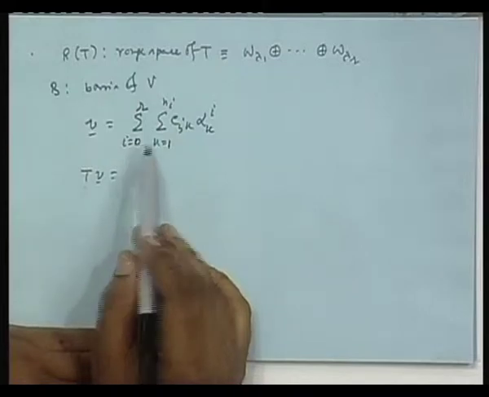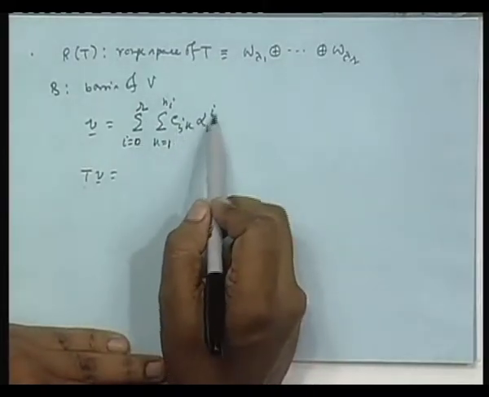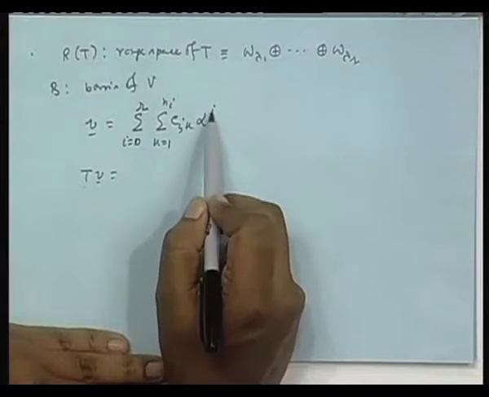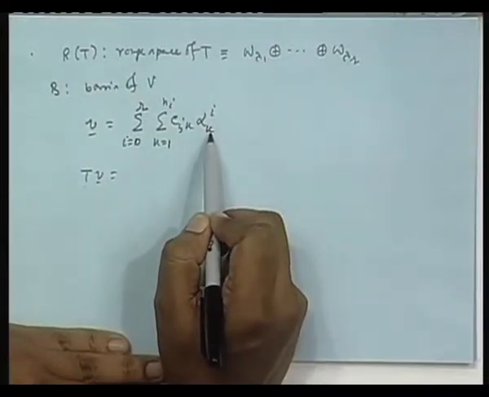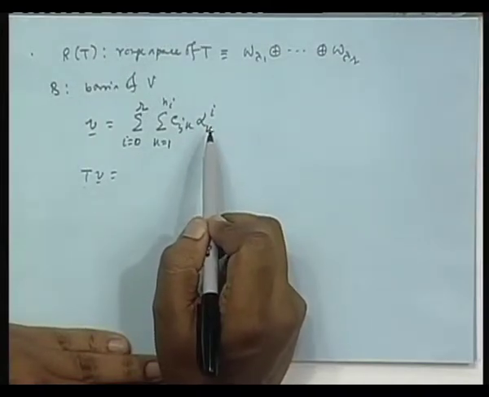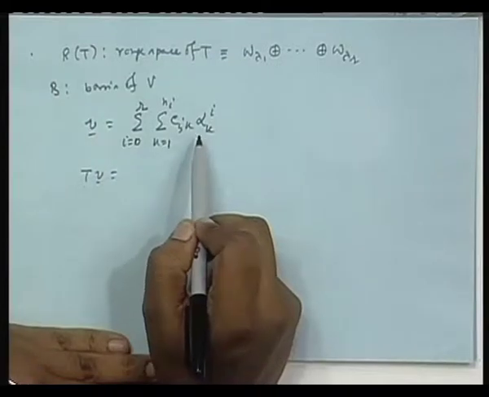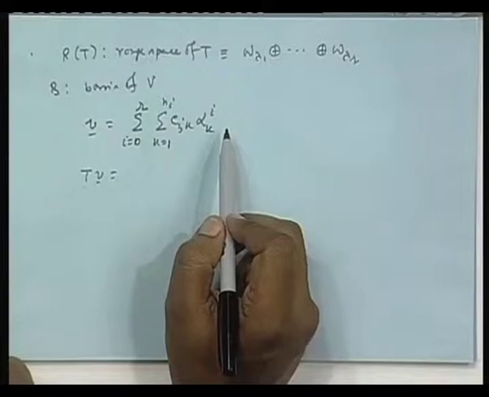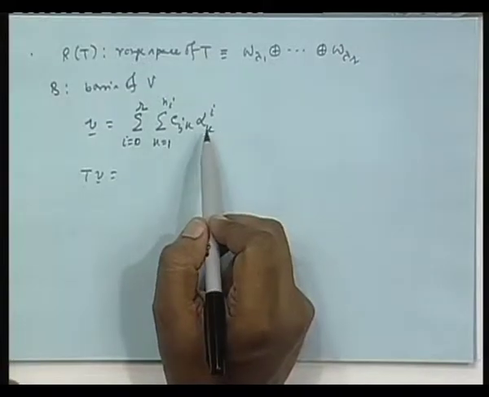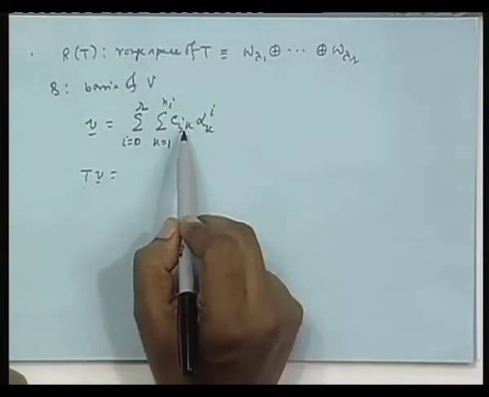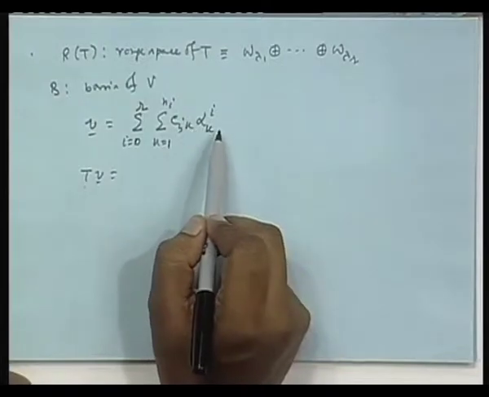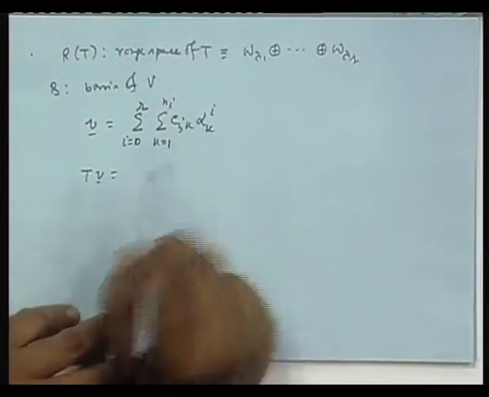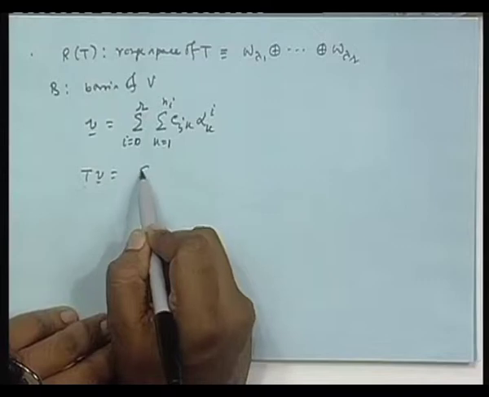For the i equal to 0 case, I have the vectors alpha 0 1, alpha 0 2, dot dot dot, alpha 0 n 0. They all belong to the null space, or T working on them gives 0, so they all have 0 eigenvalue associated. That means when T works on them, they get multiplied by the scalar 0 and become 0. So they do not contribute anything.